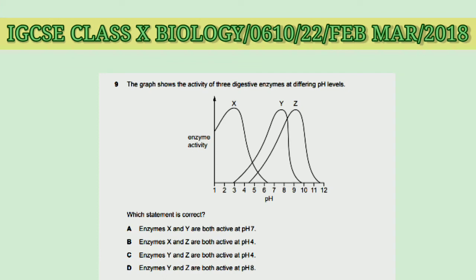Ninth question. The graph shows the activity of three digestive enzymes at different pH levels. Which statement is correct? Let us first mark at what pH these enzymes have maximum activity. Then we can answer easily. X and Y both are active at 7. No, Y is active at 7 but X is not. Enzyme X and Z both are active at pH 4. No, both are not active at pH 4.